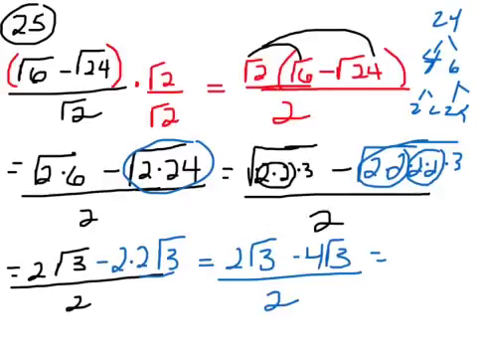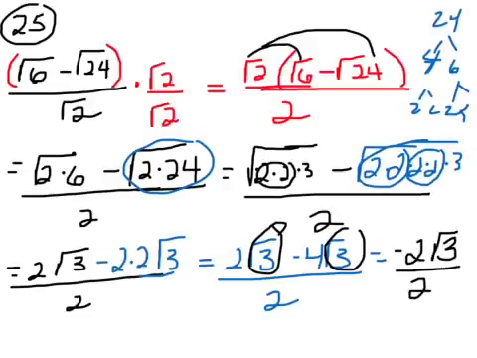Now, if you look, I can keep going on simplifying this. And that's what's so hard about simplifying: you've got to know when to stop. I have like terms here on the top, don't I? In the numerator, I have square roots of 3. I have 2 of them, and somebody wants to take away 4 of them. That would leave me minus 2 square roots of 3 over 2.